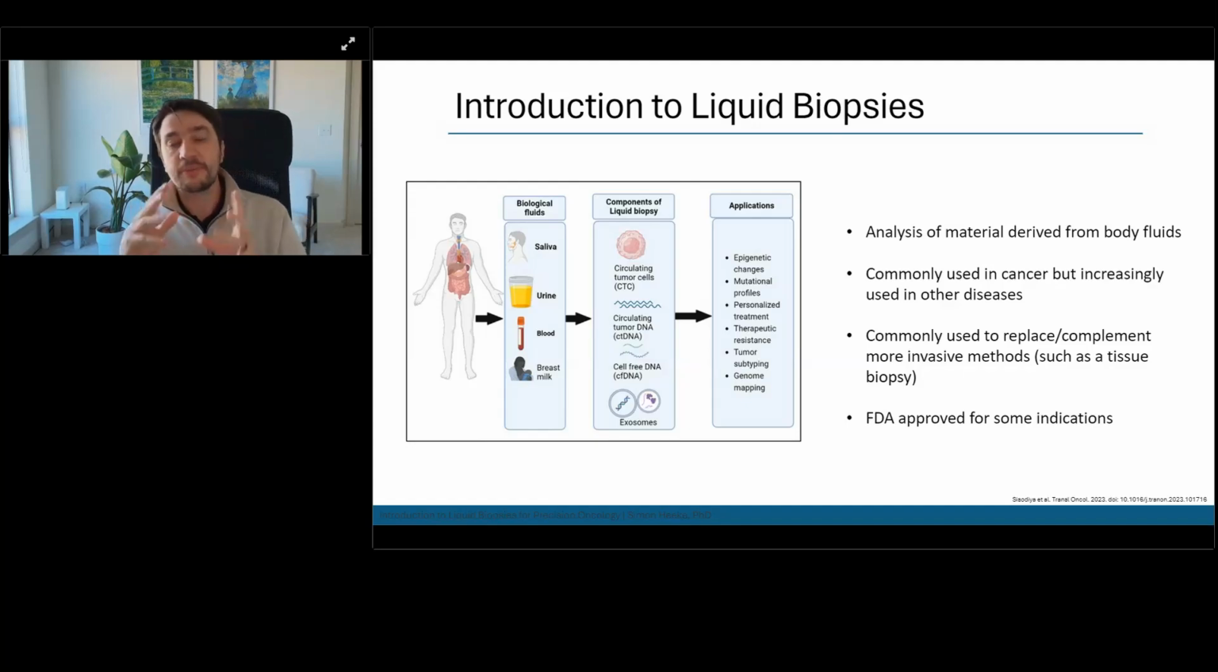The important thing is liquid biopsy is not something of the future, but actually liquid biopsies are already approved by the FDA and other regulatory organs for some indications. And therefore, liquid biopsy already today plays a very important place, for example, in cancer diagnostics.